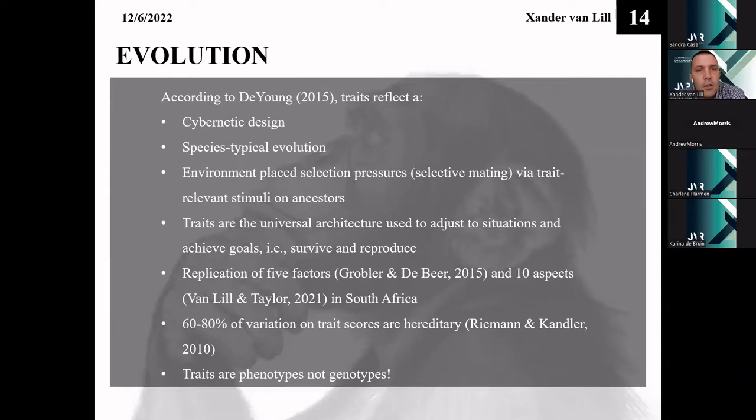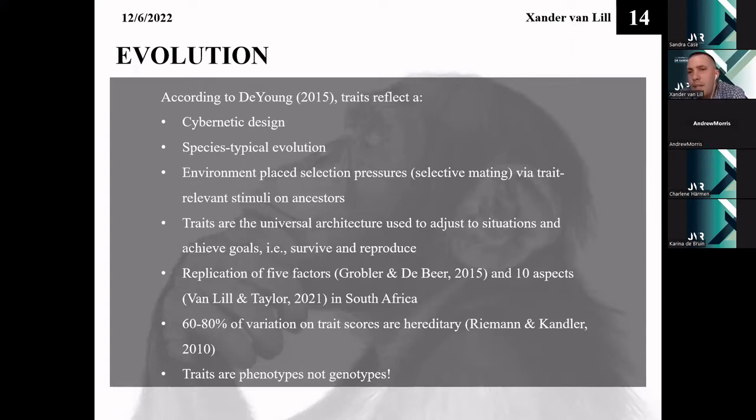Which brings me to evolutionary psychology. According to De Young, and this is a brilliant article that I'd highly recommend, I think it's an open source article that you can get access to, published in an international journal called Personality Psychology, he argues that we should almost think of the evolution of personality as a cybernetic design.